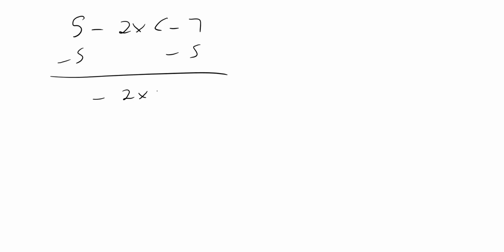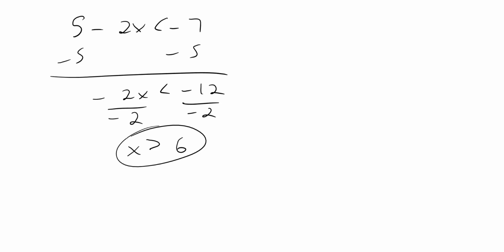If I gave you guys 5 minus 2x is less than negative 7. So same stuff as doing before. You're moving the variables to the left and the numbers to the right. So I'm going to subtract 5. I get negative 2x is less than negative 12. Divide by negative 2. There it is. Switch the inequality sign and you get 6. X is greater than 6.